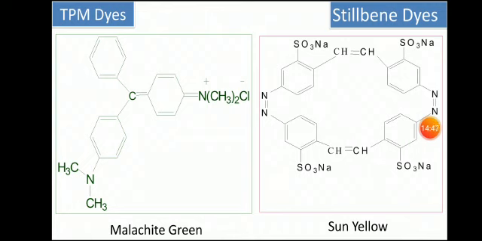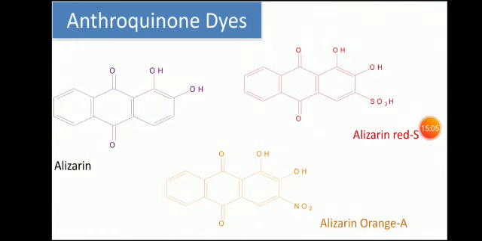Stilbene dyes also contain C double bond C and N double bond N as chromophores, and the SO3H group is an oxochrome. One example is sun yellow, which is yellow in color. Anthraquinone dyes are also of different types. They contain paraquinone as a functional group and as a chromophore. Here are three examples. One is alizarin. If one SO3H group is added, it becomes alizarin red. If NO2 is there instead of SO3H, it becomes alizarin orange.